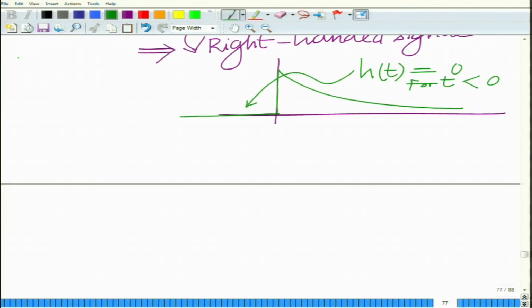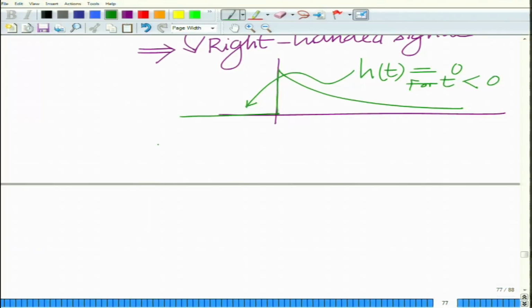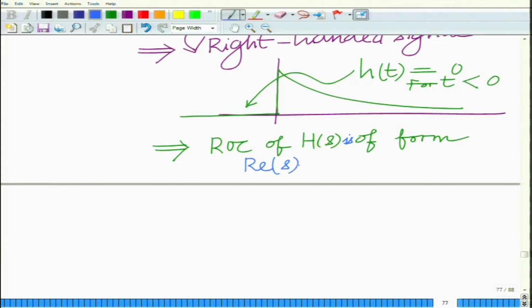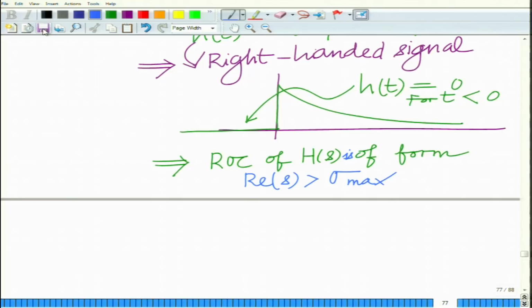Now, from the properties of the ROC, the Laplace transform H(s) must have an ROC of the form real part of s greater than sigma max. Remember, this follows from the properties of the ROC: since the LTI system is a causal system, the impulse response is zero for t less than 0, which implies that it is a right handed signal, and therefore the ROC of H(s), the Laplace transform of h(t), must be of the form real part of s greater than sigma max.